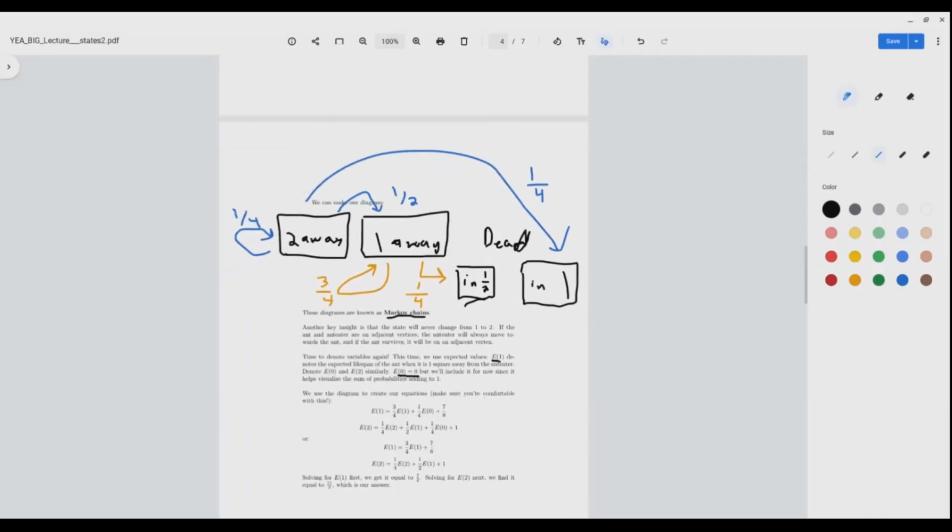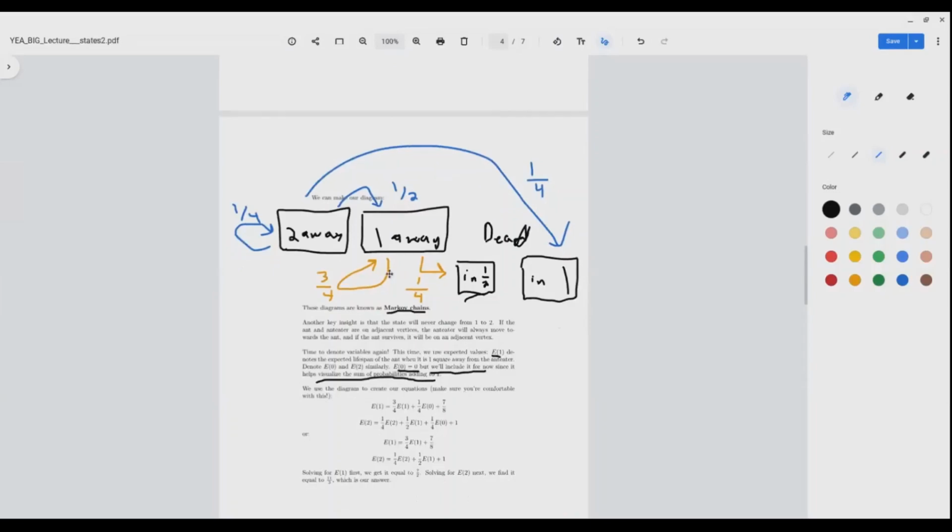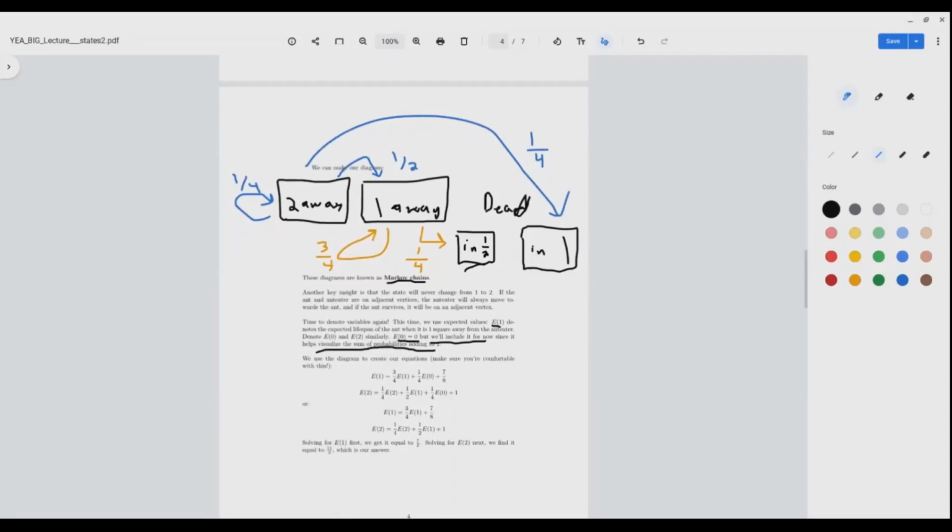Actually, I did include it for a reason, and that's because it helps visualize the fact that the sum of the probabilities adds to 1. It's good to make sure that the probabilities add up to 1, because if they don't, then you've done something wrong. So we use the diagram to create our equations. E1 is equal to 3/4 E1 plus 1/4 E0 plus 7/8. E2 is equal to 1/4 E2 plus 1/2 E1 plus 1/4 E0 plus 1.